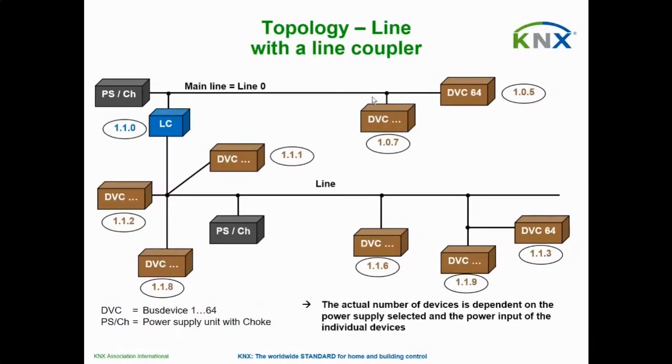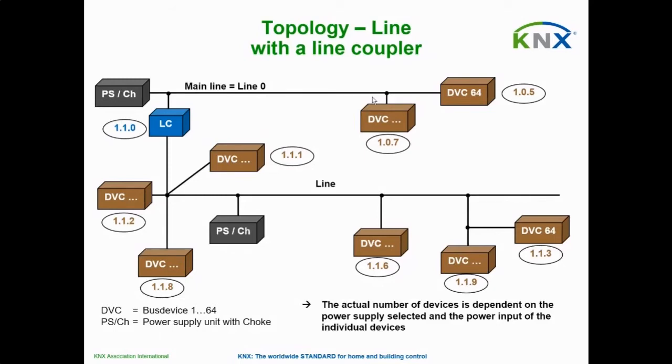With a line coupler as well, in smaller projects, what I'll often see is two lines in the project. We'll have a main line and maybe line one, such that any device will be either on the main line with a device address 1.0.5 and 7 in this example, or on the line itself, it'll be 1.1.1, 1.1.2, 1.1.3, 1.1.4, etc.